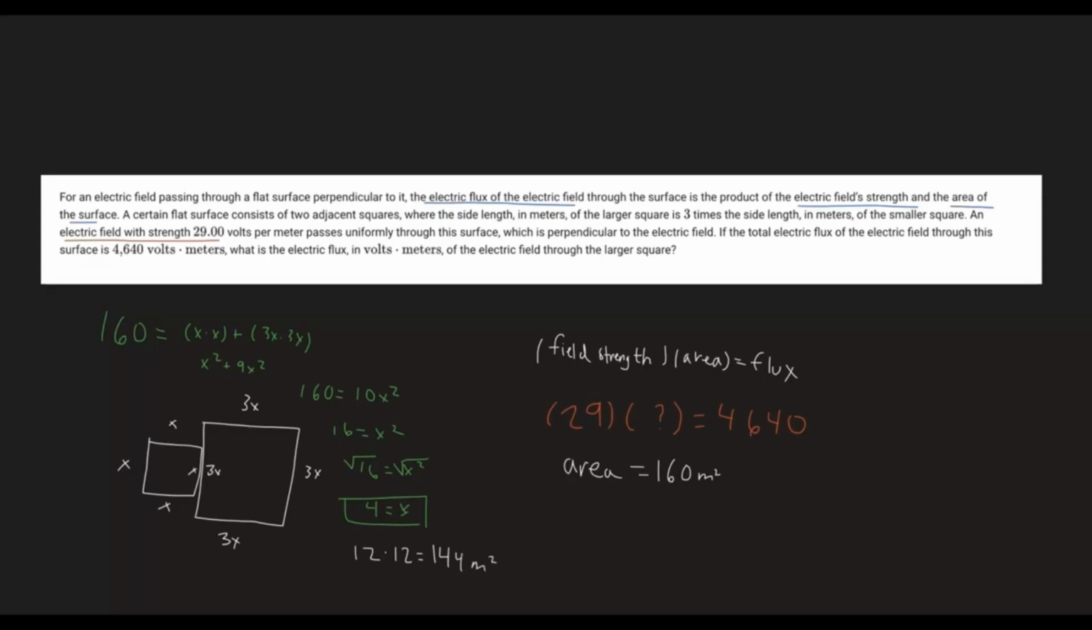And so now that we have the area, we know that because of this relationship up here, it told us that the total electric flux is going to be the product of the field strength, which we already know is a constant 29, because that's volts per meter, times the area of the surface. So what we can do here is just very simply 29 times 144. And 29 times 144 will give us a final value of 4,176 volts times meters as our final answer.